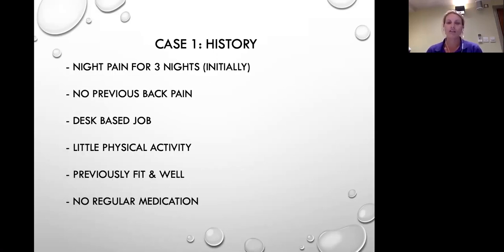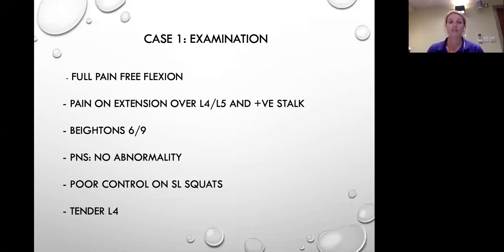Looking more in the history, he had had some night pain, but that was around 2 weeks earlier and had settled. It had lasted only for 3 nights. No previous back pain, and this despite him being quite a tall gentleman and being desk-based for most of his work. He didn't do any physical activity other than walking from the tube to work, but was fit and well and wasn't taking any normal regular medication. So we went on to examine him, and he actually was pretty good.